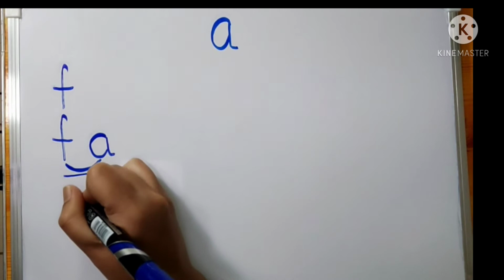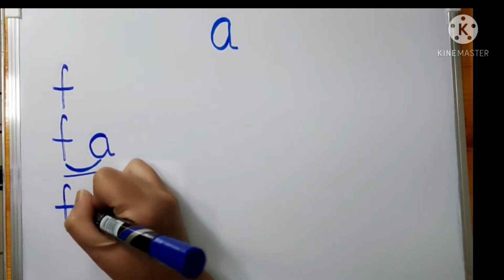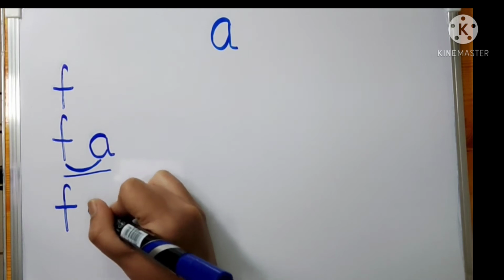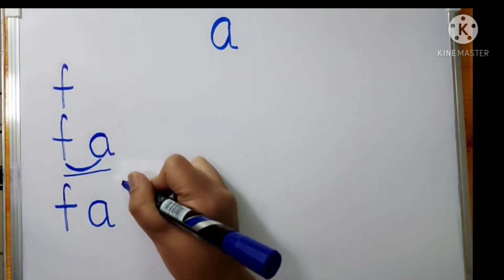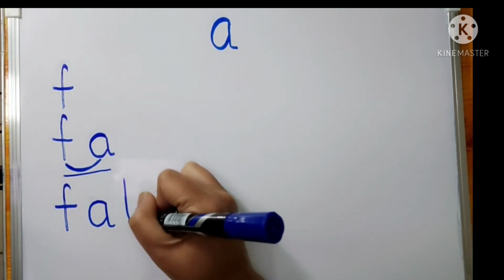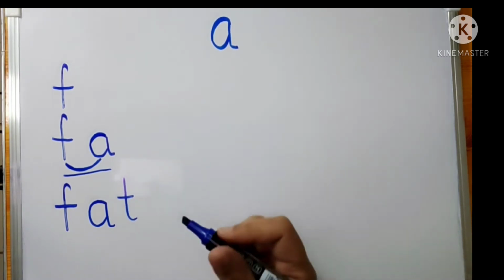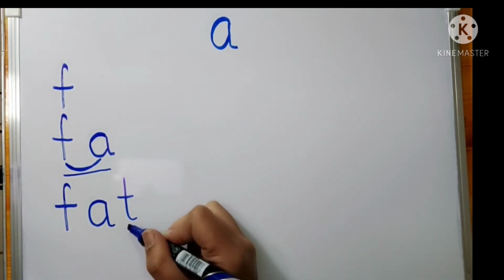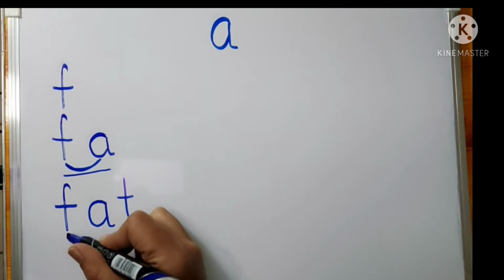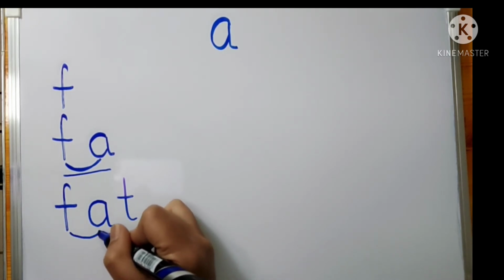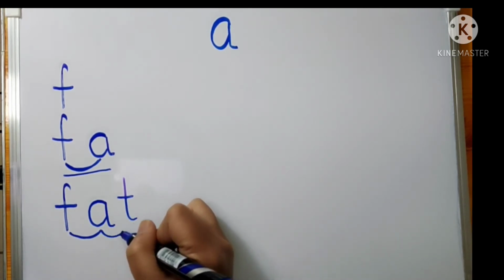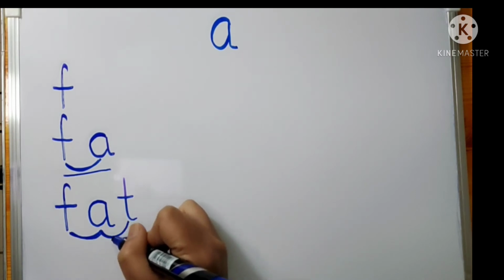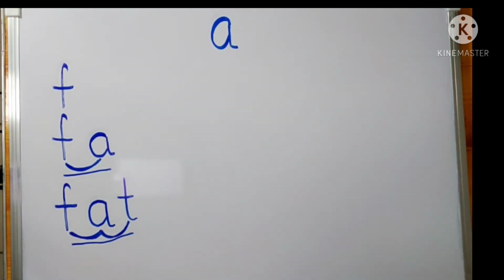Now, let's make three-letter words. Let's add a consonant after fa. So we add the t sound. F and a makes fa, we add t, so fat.